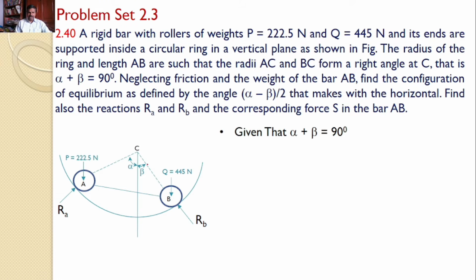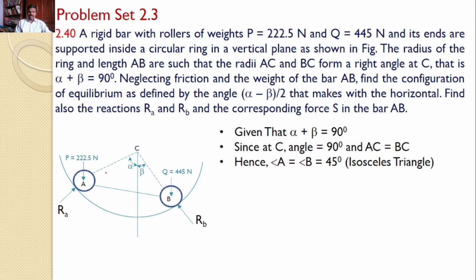Given that at C we have a right angle, so alpha plus beta is equal to 90. And also given that these AC and BC lengths are the same, hence AC is equal to BC. Now this angle is 90 degrees and these two lengths are the same. That means ABC is an isosceles triangle. Since it is an isosceles triangle, this angle is equal to 45 degrees and this angle must be equal to 45 degrees. So these two angles must be 45 and 45.